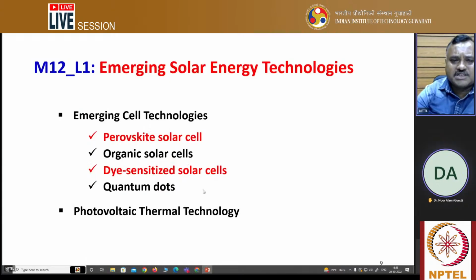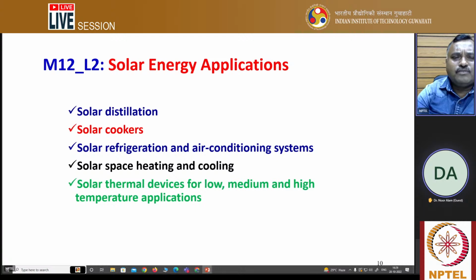In lecture 1 of module 12, emerging solar energy technologies were discussed, like perovskite solar cells, organic solar cells, dye-sensitized solar cells, quantum dot solar cells, and also advanced technologies like photovoltaic thermal technology and solar fuels. In lecture 2 of module 12, solar energy applications in solar distillation, solar cookers, solar refrigeration and air conditioning systems, solar space heating and cooling, and solar thermal devices for low, medium, and high temperature applications were extensively studied in this module.